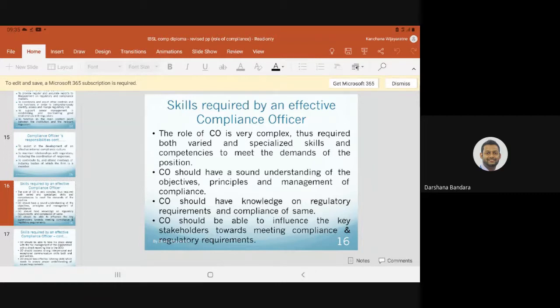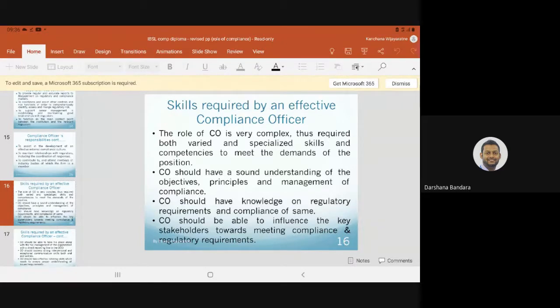That's another important thing. That is why the regulator always insists the compliance officer has to be a senior officer within the bank, as a member of the corporate management team, so that by virtue of that position you are always being heard by the others, right? So the compliance officer should be able to influence the key stakeholders. Who are the key stakeholders within the bank? The leadership team, the managing director, CEO, the COO, or maybe the heads of business, the divisional heads, right? Sometimes even the board of directors, right?